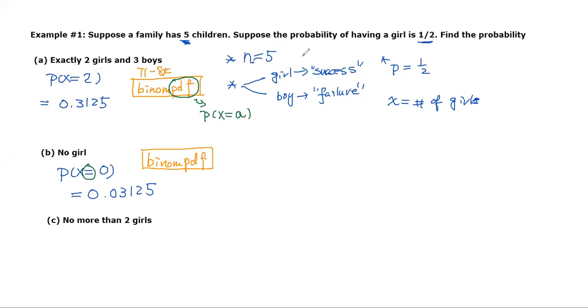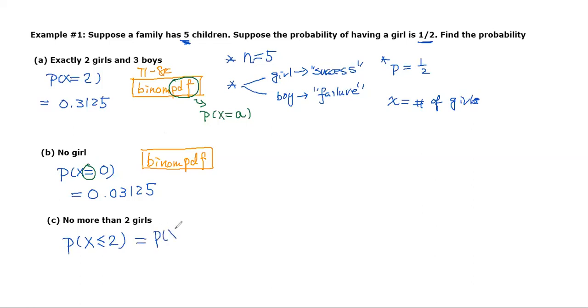Okay, so the next one here we say no more than 2, right? So no more than 2, what does that mean? That means you are looking for probability X is less than or equal to 2, right? That means you could have 0 girl, 1 girl, or 2 girls, right? So it's a probability X less than or equal to 2.